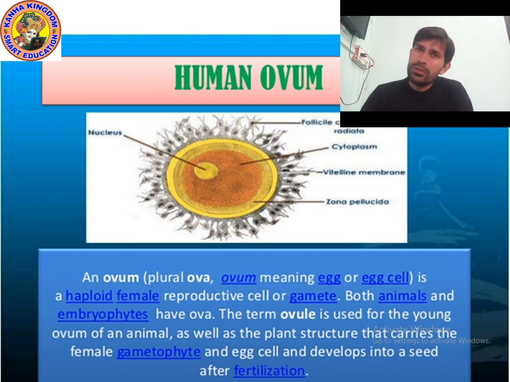Ovum is the singular word, ova is the plural. Ovum is a haploid female reproductive cell, which is responsible for fertilization. You can say it is a gamete, or a haploid female cell, whatever you want to call it. Both animals and embryophytes have ova.